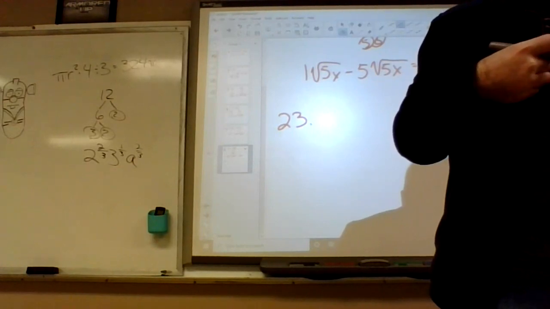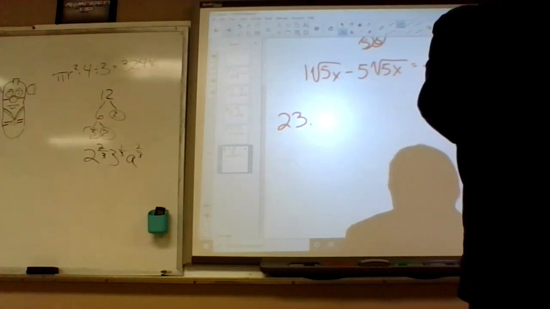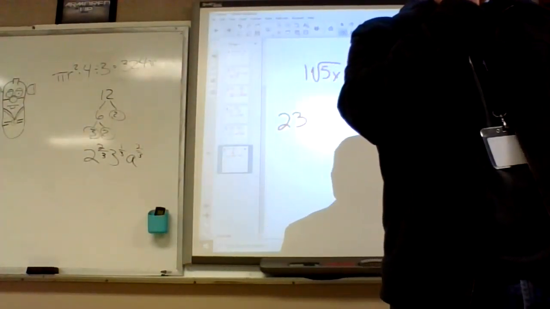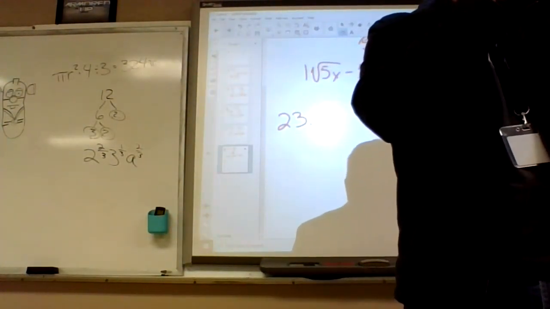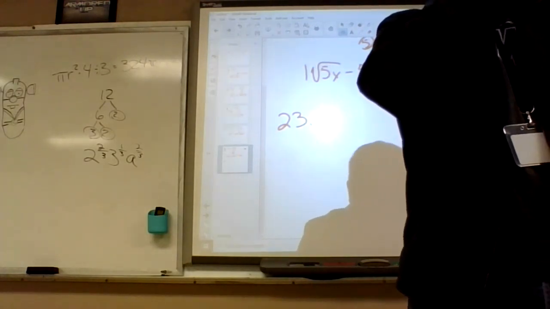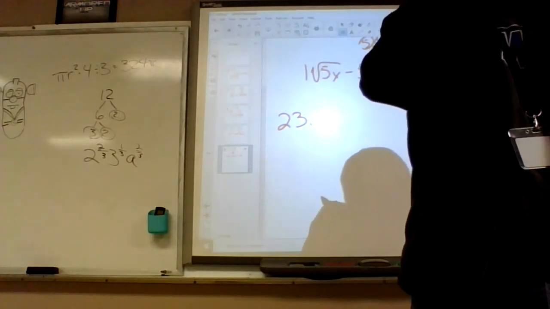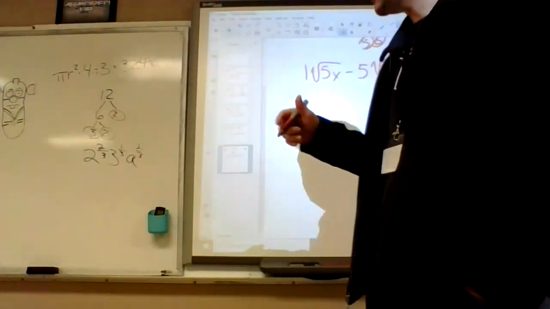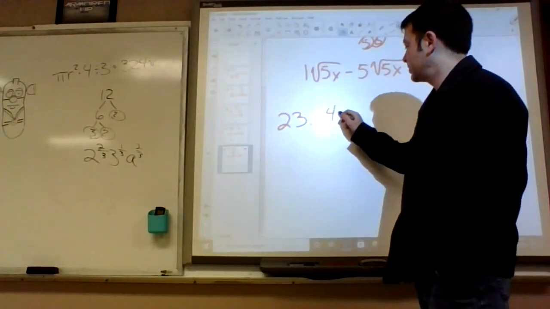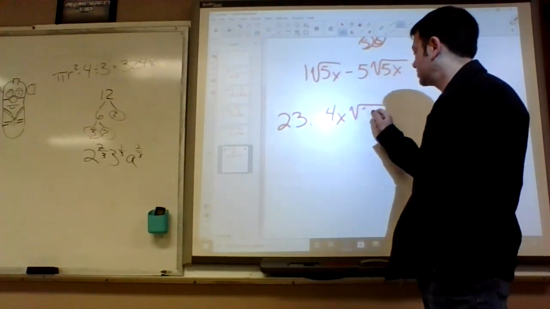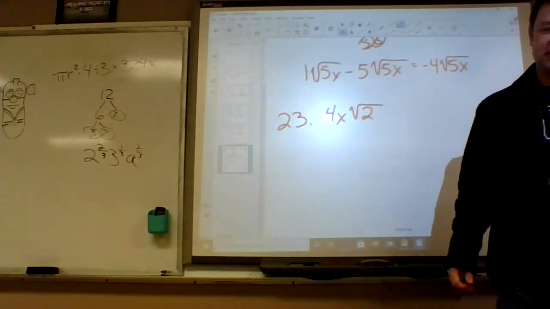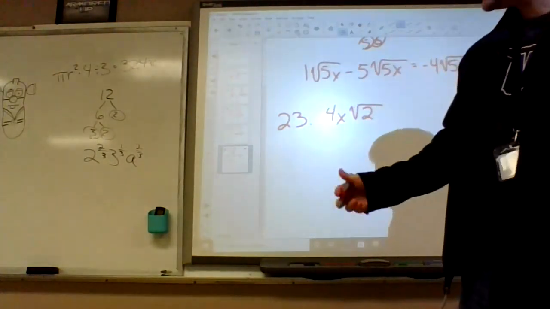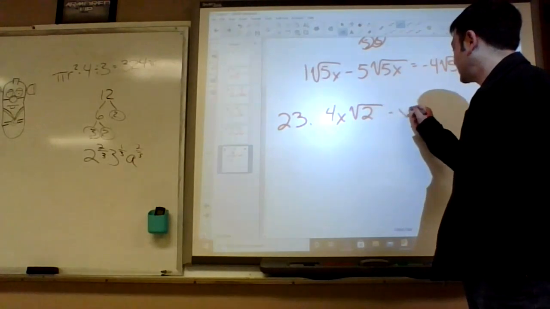Okay, 32. We did square root of 32 earlier. It's 16 times 2, and the square root of 16 is 4. So it's 4 square root of 2. What about this x squared? It's x. Square root of x squared is just a normal x, right? Yeah. So it's 4x square root of 2. Minus x square root of 2, that does not simplify.